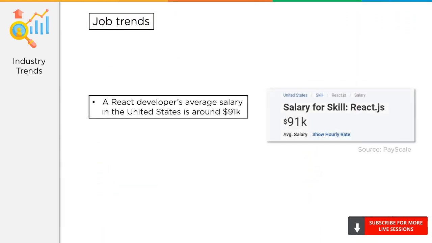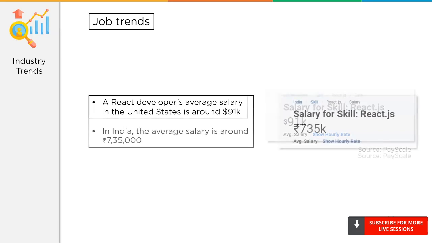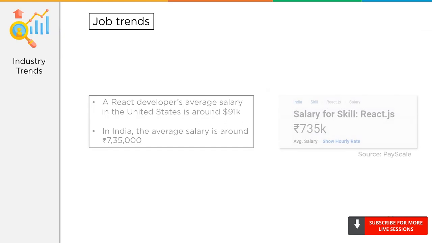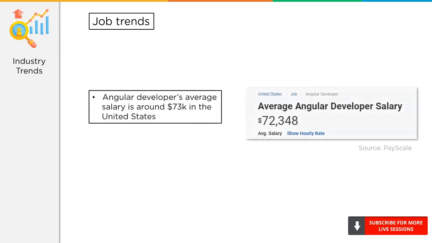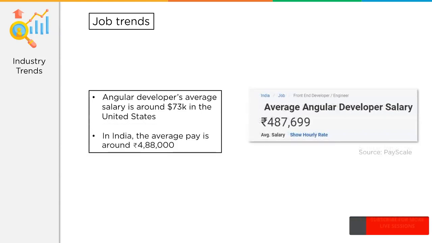Moving on to job trends, a React developer's average salary in the United States is around $91,000 per annum. In India, the average salary of a React developer is around 7.35 lakhs per annum. When it comes to Angular, an average salary of an Angular developer in the US is around $73,000. When it comes to India, the average salary is around 4.88 lakhs per annum.